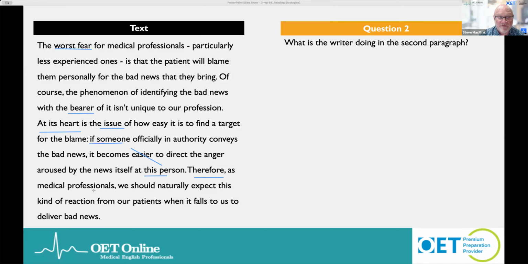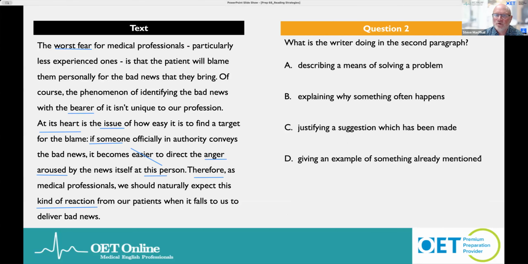Therefore, as medical professionals, we should naturally expect this kind of reaction. Which reaction, everyone? We must go back. We're looking for a reaction. It's the anger aroused. That's the reaction. We should naturally expect this kind of reaction from our patients when it falls to us to deliver the bad news.